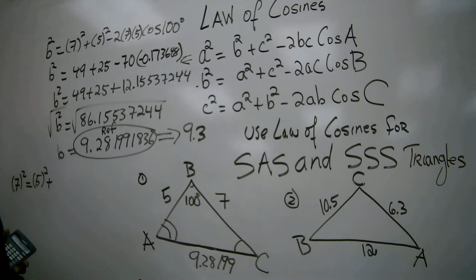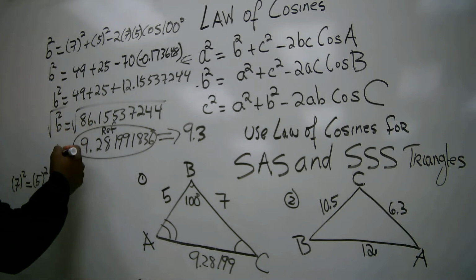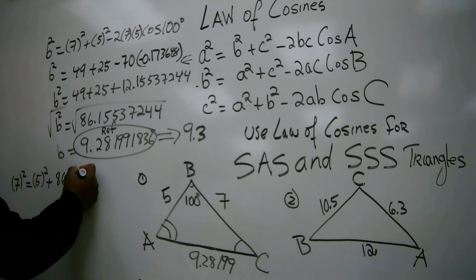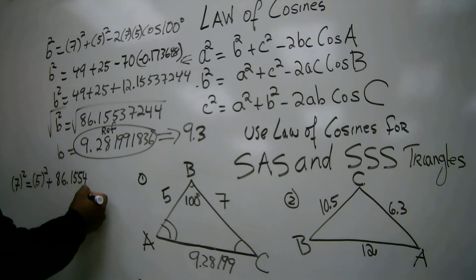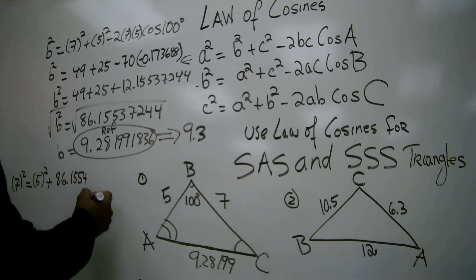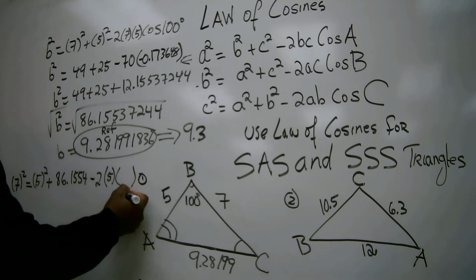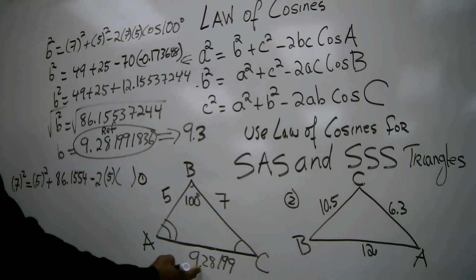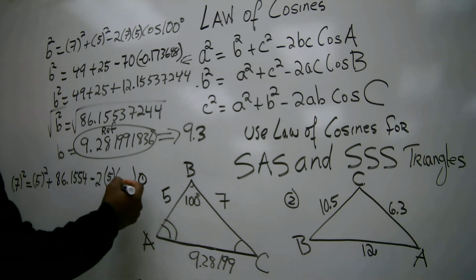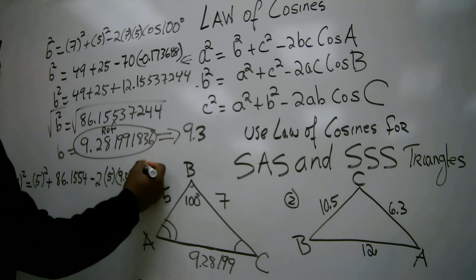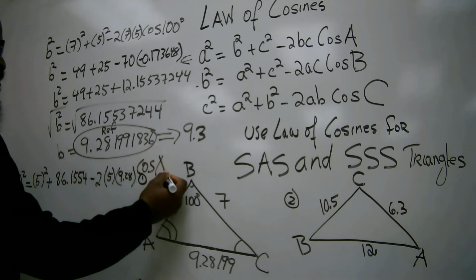I already know what B squared is. B squared was this number, 86.1554. Minus 2 times 5, right? Then I'm going to use this number, 9.28199, and that will be times cos A, right?